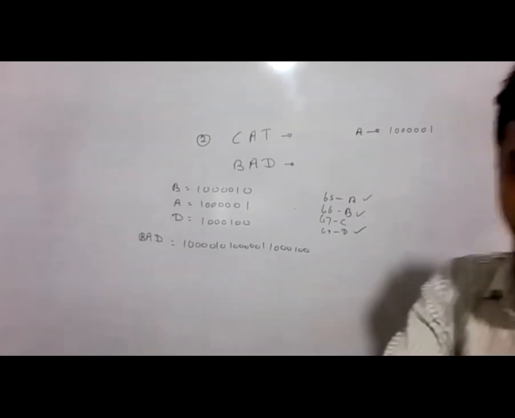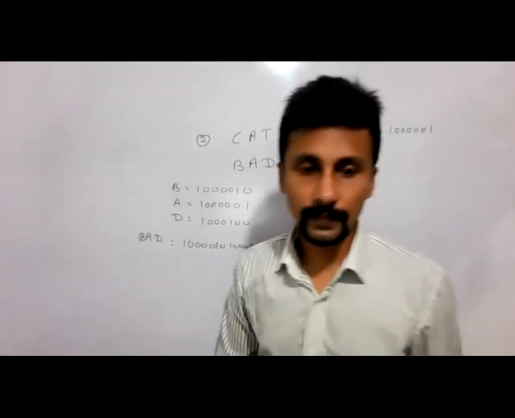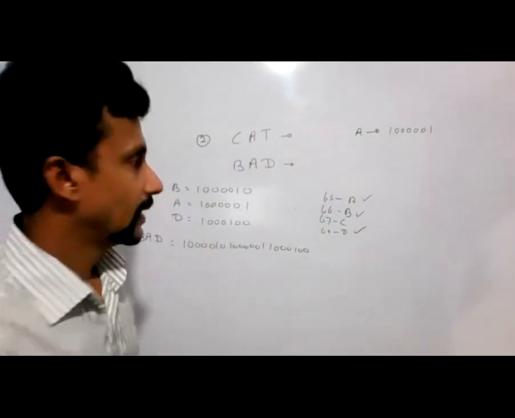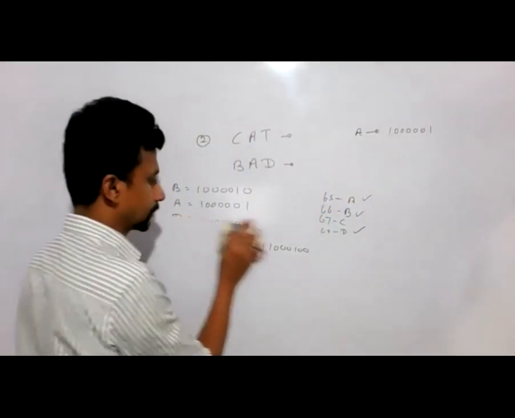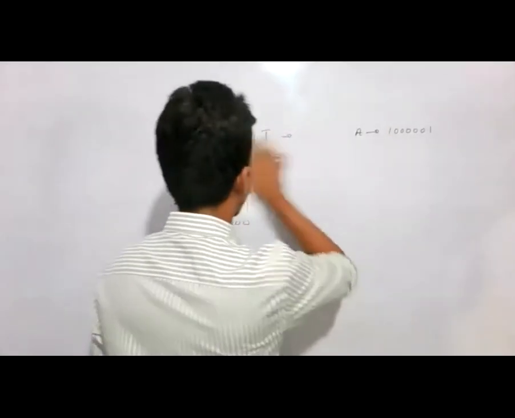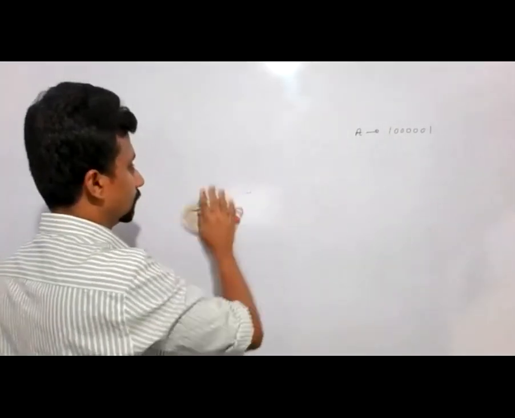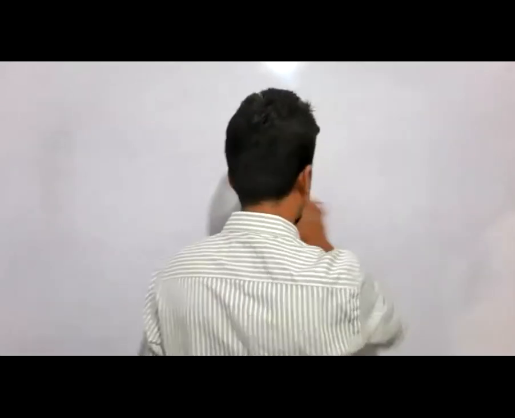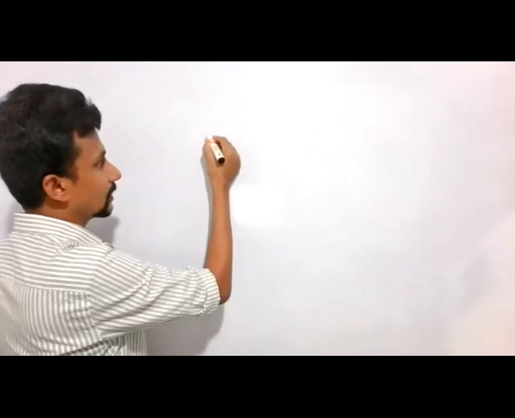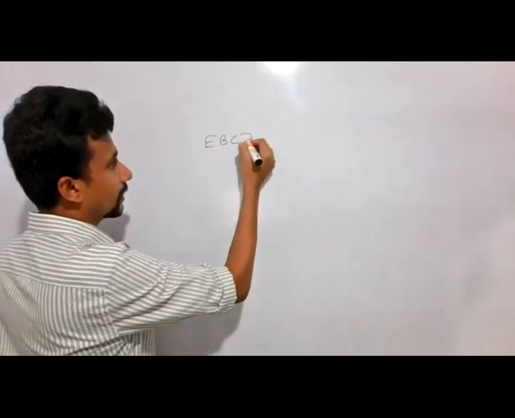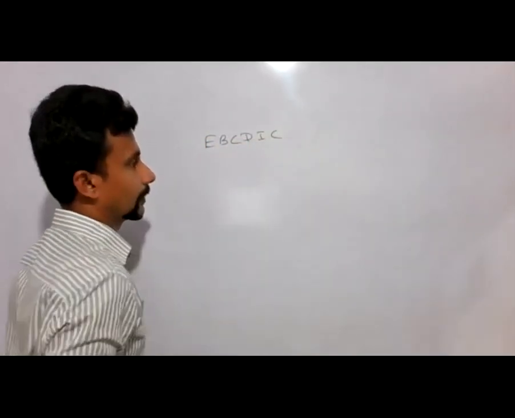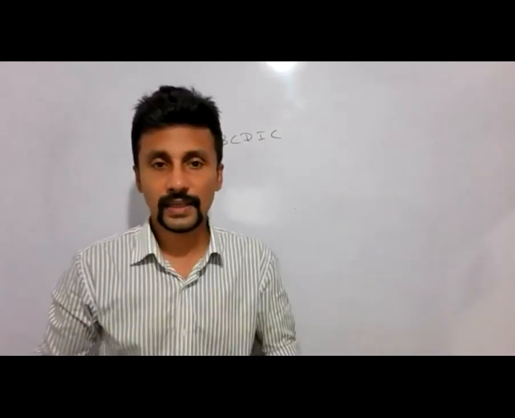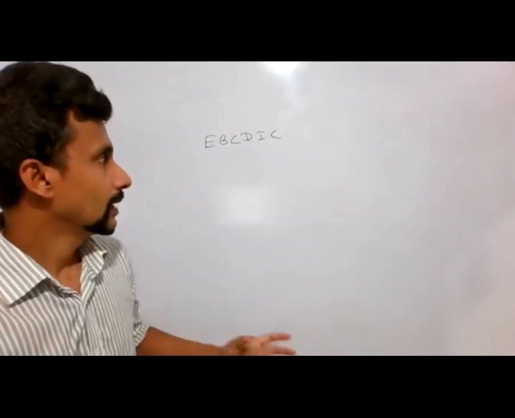Okay, I think you're okay with that one. Then write down the third one. Third coding system. That is EBCDIC, extended binary coded decimal interchange code.